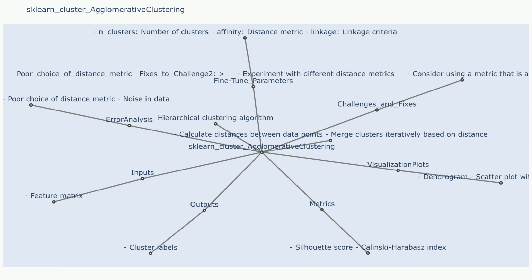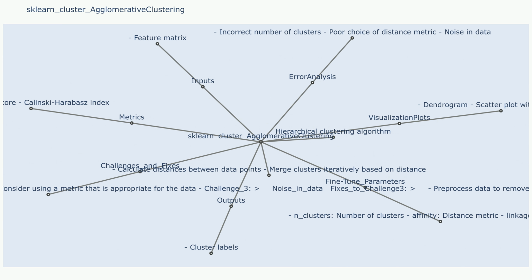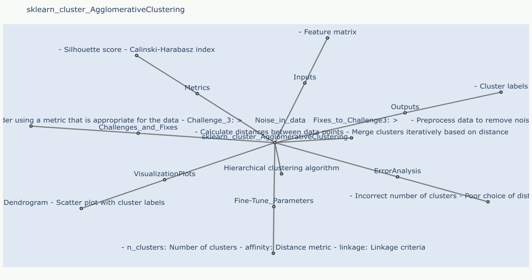Challenges and fixes. Challenge 1: sensitivity to noise and outliers. Sample use case: a small number of noisy data points can significantly distort the clustering results. Fixes: preprocessing data to remove noise and outliers. Using robust distance metrics like Manhattan distance.